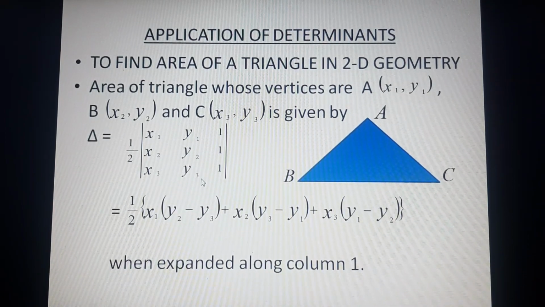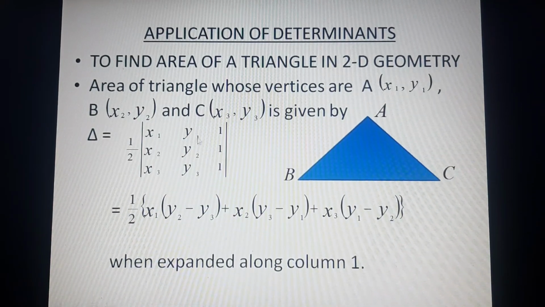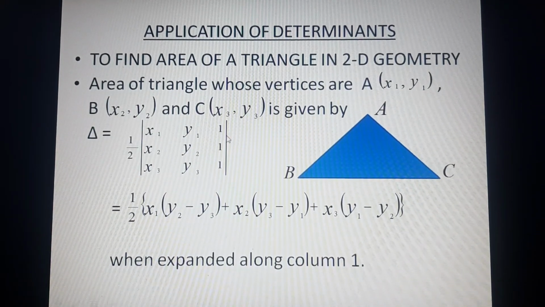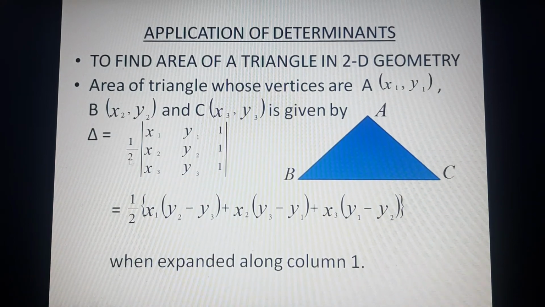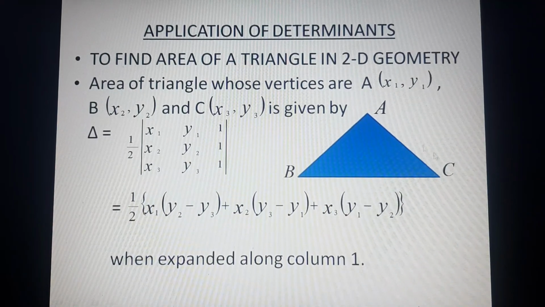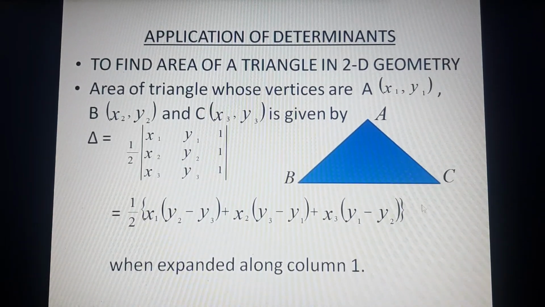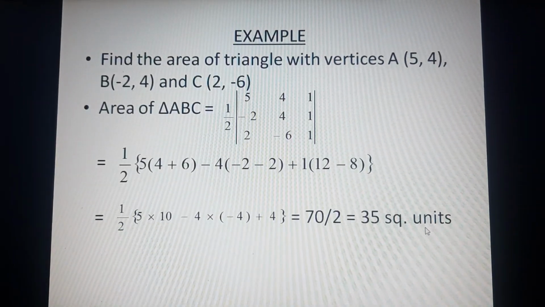So now you don't have to remember this formula. You have to simply write half in front of the determinant, write the coordinates x1 y1, x2 y2 and x3 y3, and the third column is 1 1 1. If you solve this determinant, you will get the area of the triangle ABC. The only thing you should know is the vertices A, B and C. Let us see it by an example.